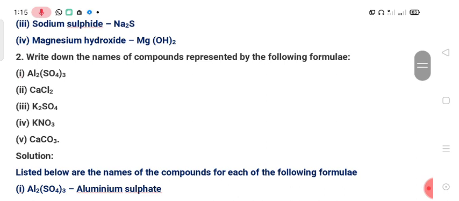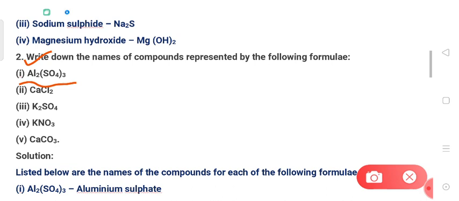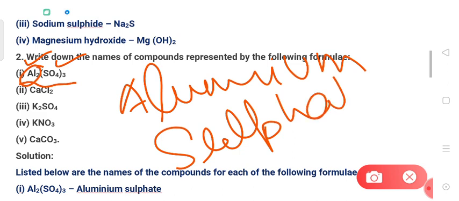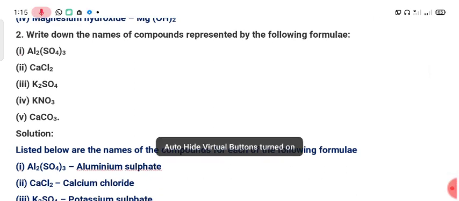Now if we talk about the next question, write down the names of compounds represented by the following formulae. Here what we have to do by looking at the formula is identify just the constituents, right? For example, Al is the symbol of aluminum, right? Aluminium. And SO4 is the symbol of sulfate, right? So the name of the compound becomes aluminum sulfate. So you need to memorize the names of different constituents.